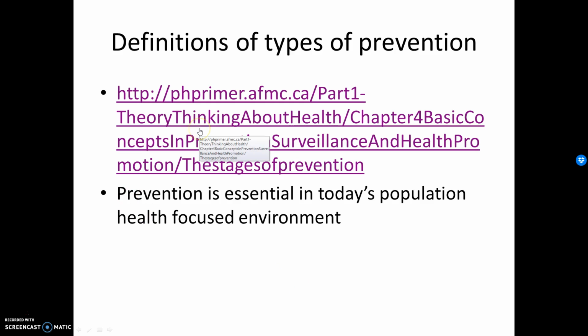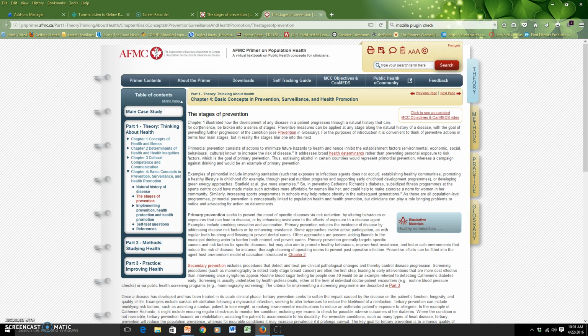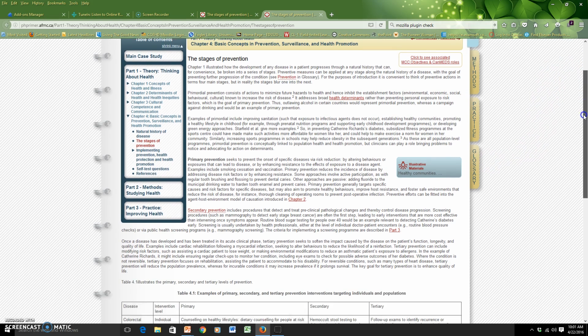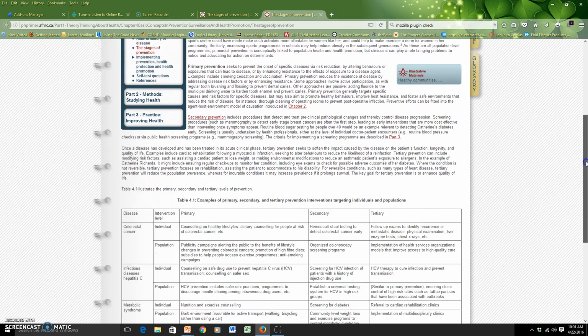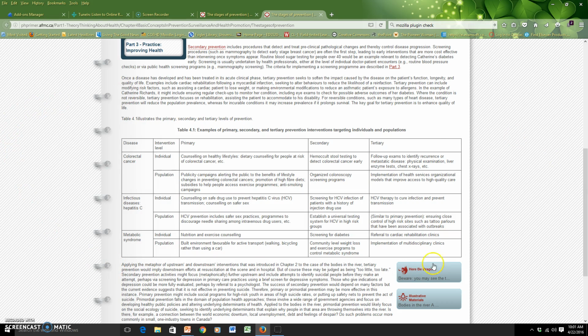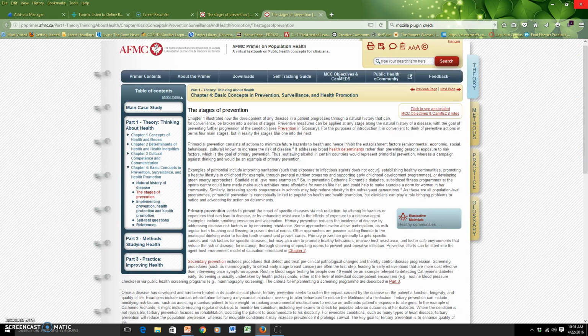I did give you a resource. That's just another different way for you to look at prevention, a little different explanation than what's available in your textbook. It's from the Association of Faculties of Medicine in Canada. You'll also notice that there's a nice table. I would take some time and review the table. It'll just really solidify your understanding of the different types of prevention levels that we're talking about.